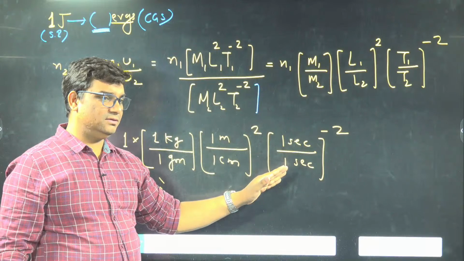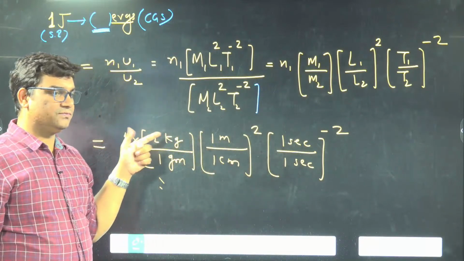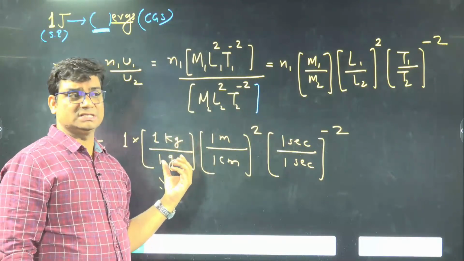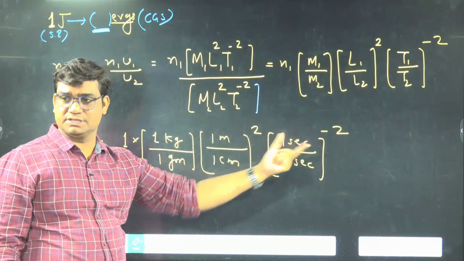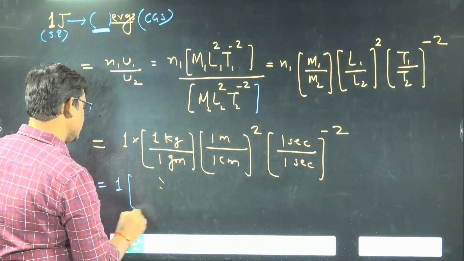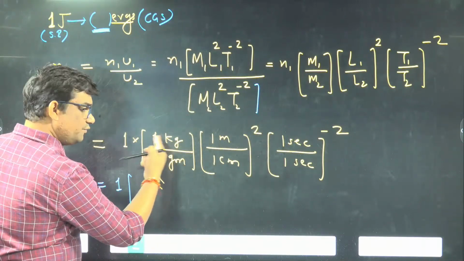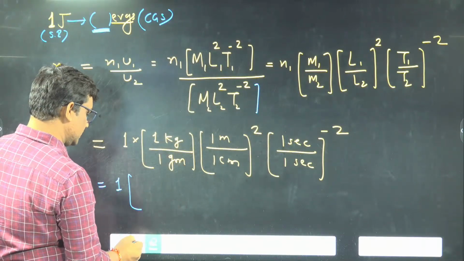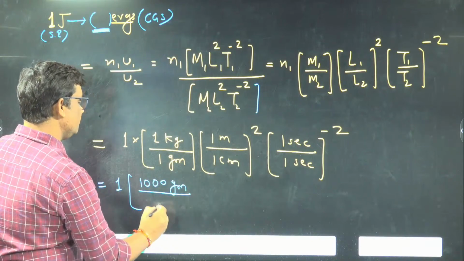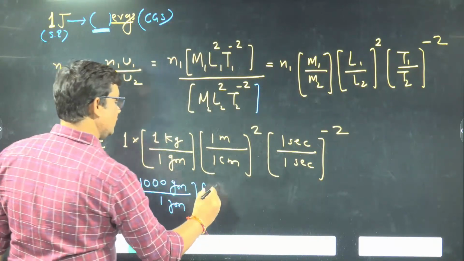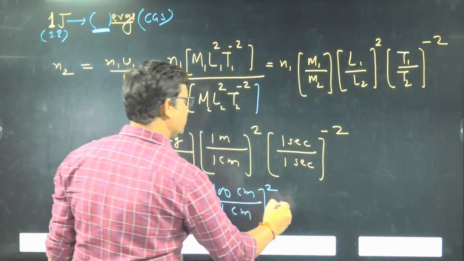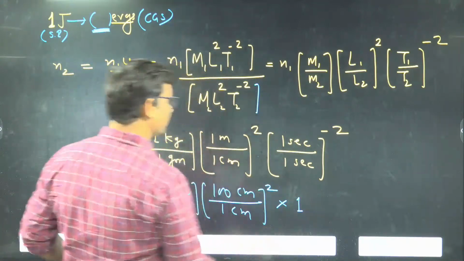Using the formula I am telling now, in the first system this is 1 kg, 1 meter, 1 second. In our CGS system, this will be 1 gram, 1 centimeter, 1 second. Now we need to cancel the upper and lower. Let's see how we'll cancel. 1 kg, in whichever way you are comfortable, you have to convert so that they can be cancelled. So 1 kg will be 1000 gram divided by 1 gram. Here we write 1 meter as 100 centimeter divided by 1 centimeter whole square. And second is already cancelled, so this value is 1.